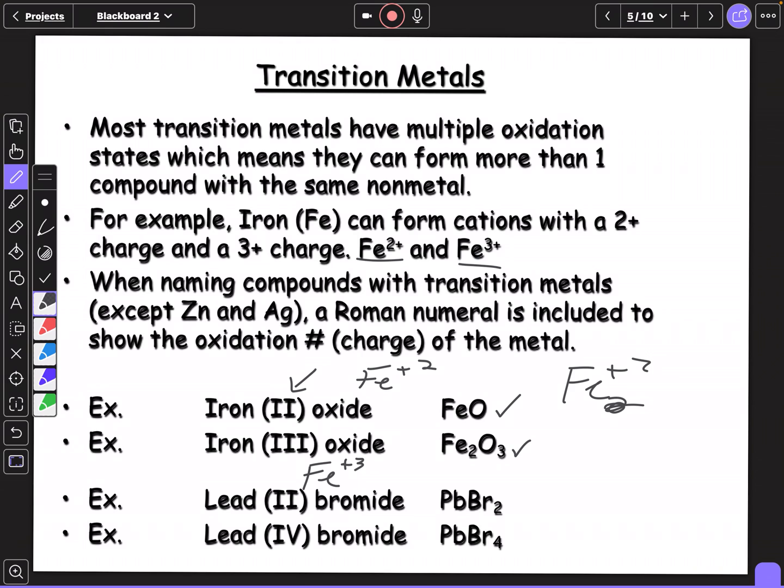And if we have lead 2 bromide, it's PbBr2. Lead 4 bromide, this is the Roman numeral for 4, IV. That would be PbBr4.